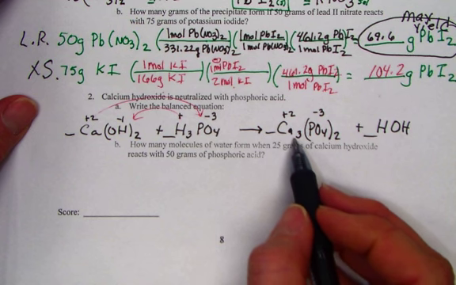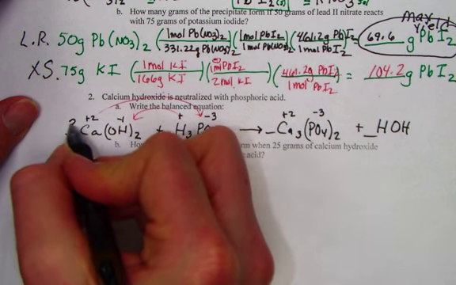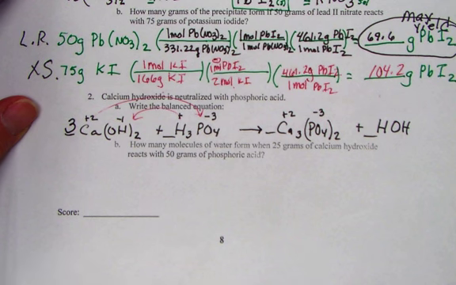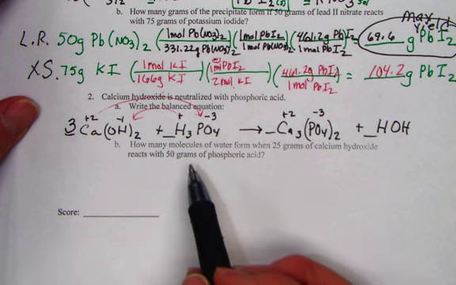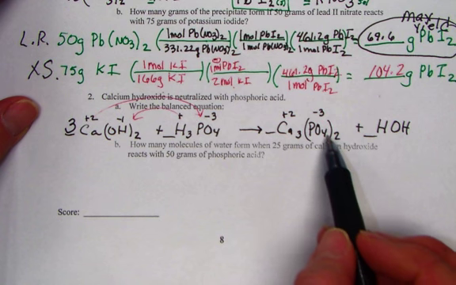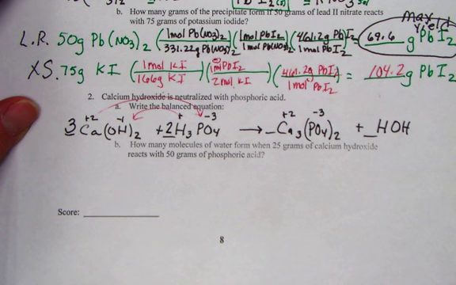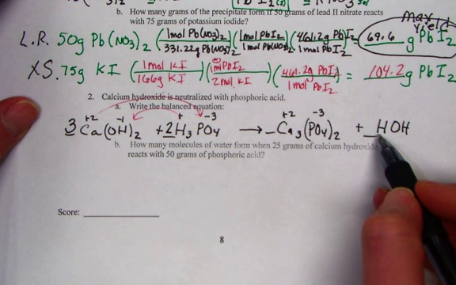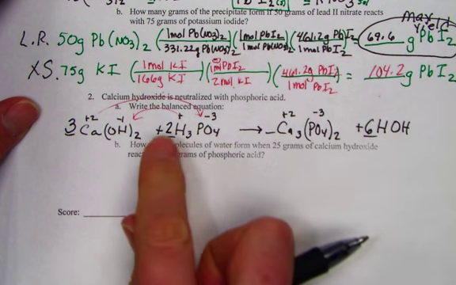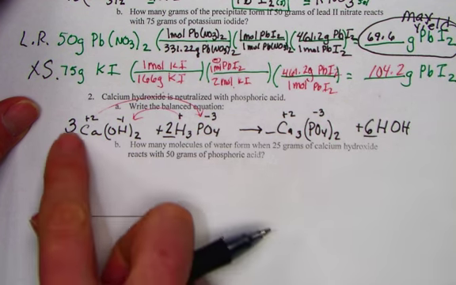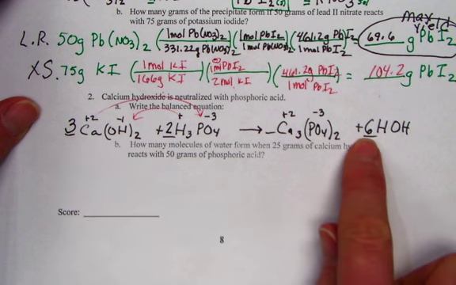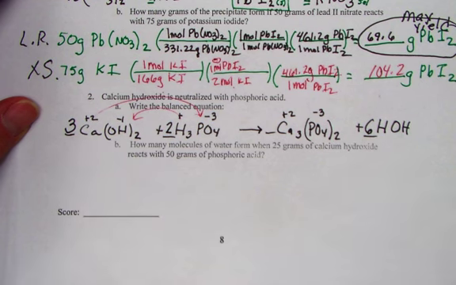Starting with the calciums on the right side, I notice there's 3. I'll begin with a 3 in front of the first reactant, 3 units of calcium hydroxide. I notice there's 2 units of phosphate on the right-hand side, telling me I need to double the acid. 2 units of H3PO4. Giving us 6 units of water. 2 times 3 are 6 H's, 3 times 2 are 6 OH's, 6 H's and 6 OH's make 6 waters. So we end up with a 3:2 to 1:6 stoichiometric ratio.